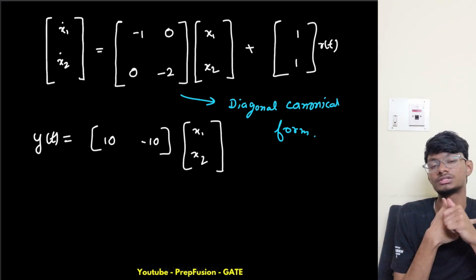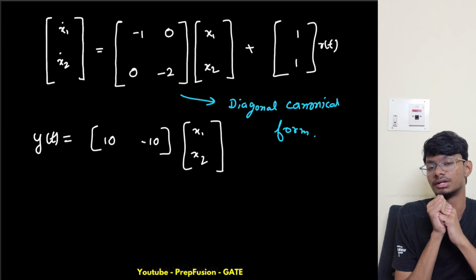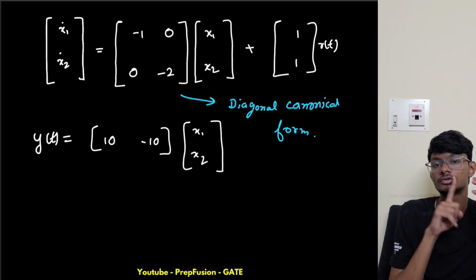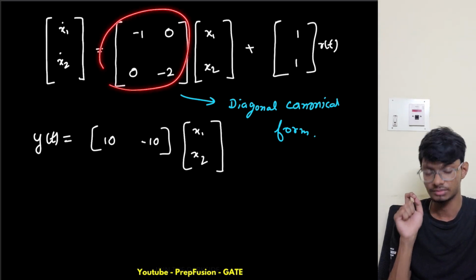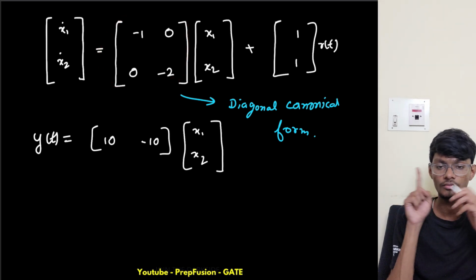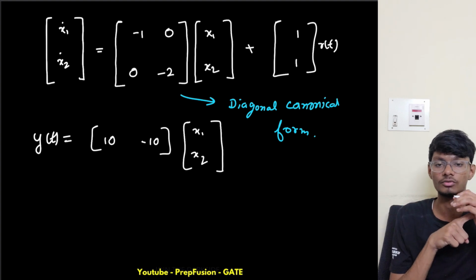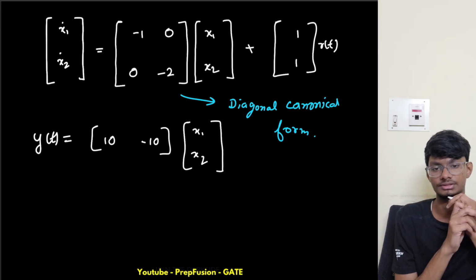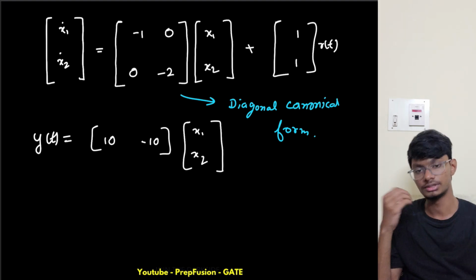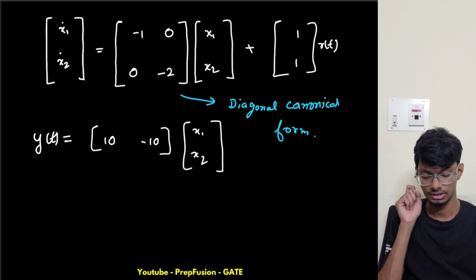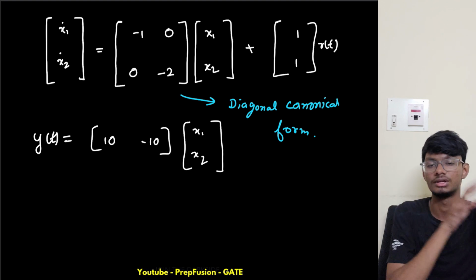So what similarity matrix will I multiply? What transformation will I do? Basically we have to get to this one. The system matrix should be this one. So from the normal system matrix to this one, I have to diagonalize the matrix. Now if I diagonalize the matrix, then my other things change. So what will be the P matrix that I need to multiply?